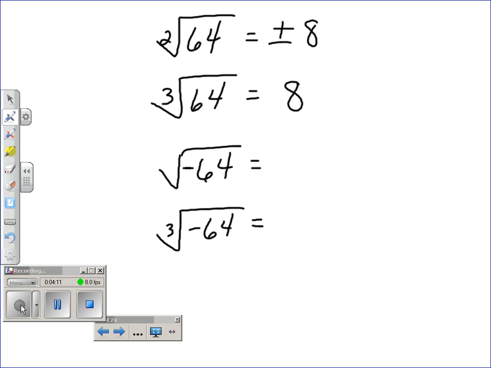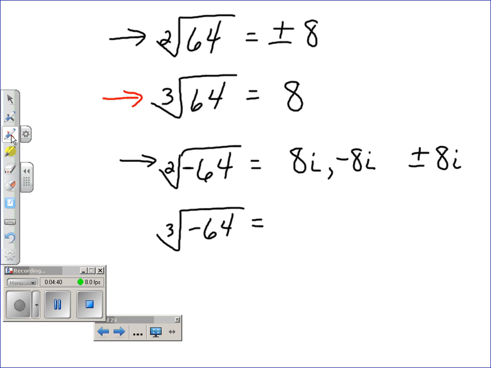Moving on to the square root, I'll go ahead and put the little 2 in there. The square root of negative 64, remember we're dealing with i's here, so it's 8i and negative 8i, which we could also write as plus or minus 8i, either way. Two answers, because the root is even. If you see an even numbered root, you're going to have two answers on this assignment. If you see an odd numbered root, you're going to have one answer. And so when we take the cube root of negative 64, the only answer, whoops, back up to 8. How about we put the right answer there?